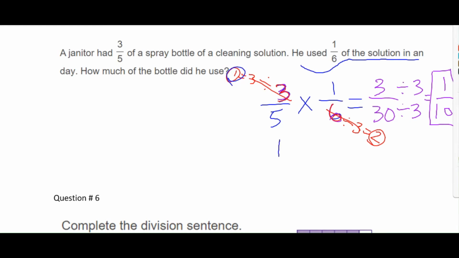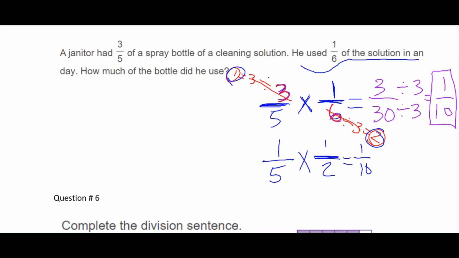1/5 times 1 over 2, my new number. And then you multiply across and get 1/10. So either way you choose to cross simplify or to multiply and then simplify, you're still going to have to simplify. So keep that in mind. So that's the answer for this one.